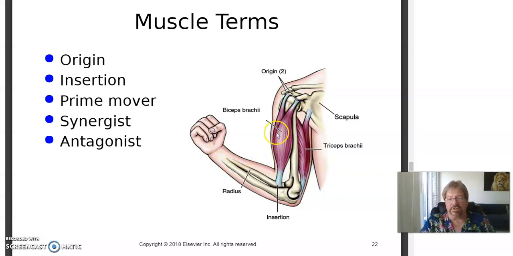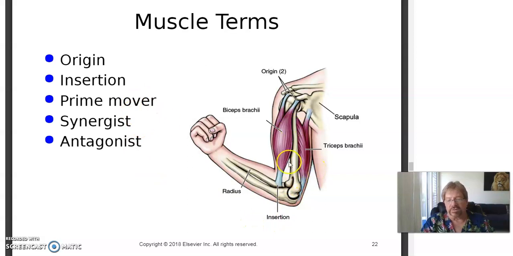An origin, here's the biceps brachii, the biceps muscle in the arm, the one when you make a muscle. Muscles originate from somewhere, and that's called the origin. They insert somewhere. And then, for example, the biceps flexes the elbow joint. The triceps in the back extends the elbow joint. Remember, flexion and extension. So these two muscles work in pairs with each other.